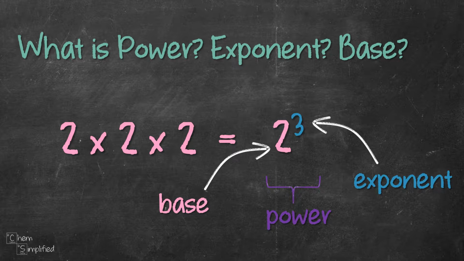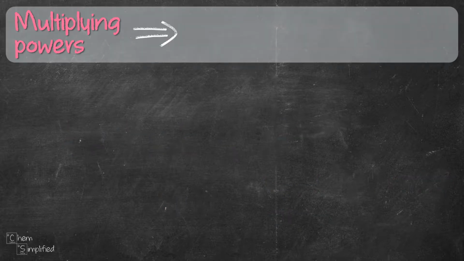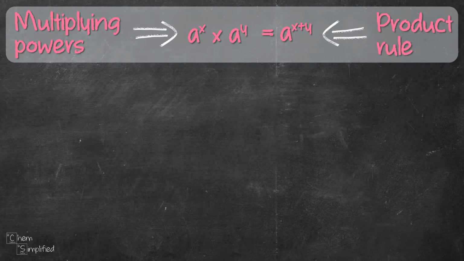Now that we're clear what these terms refer to, let's see how we can easily multiply powers. As mentioned earlier, we're going to use a shortcut to multiply powers. Say we have a to the power of x multiplied by a to the power of y. When both bases are the same, we can add up the exponents. So we have a to the power of x plus y. This is called the exponent product rule.